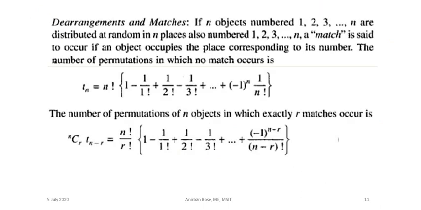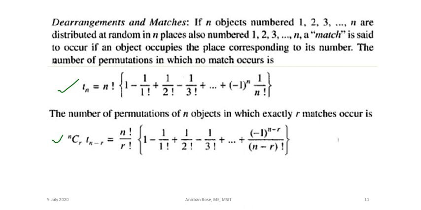Now here are de-arrangement problems, de-arrangements and matches. If n objects numbered 1 up to n are distributed at random in n places, also numbered 1 to n, a match is said to occur if an object occupies the place corresponding to its number. The number of permutations in which no match occurs is?